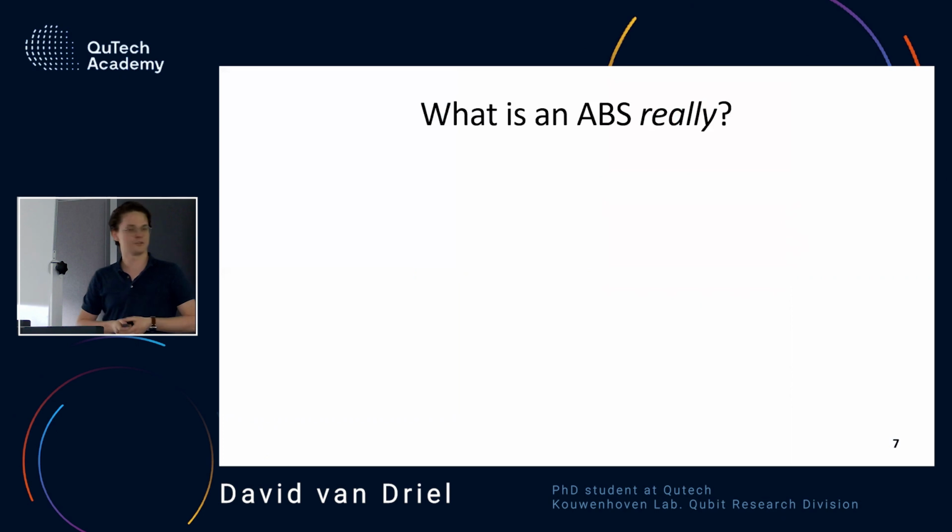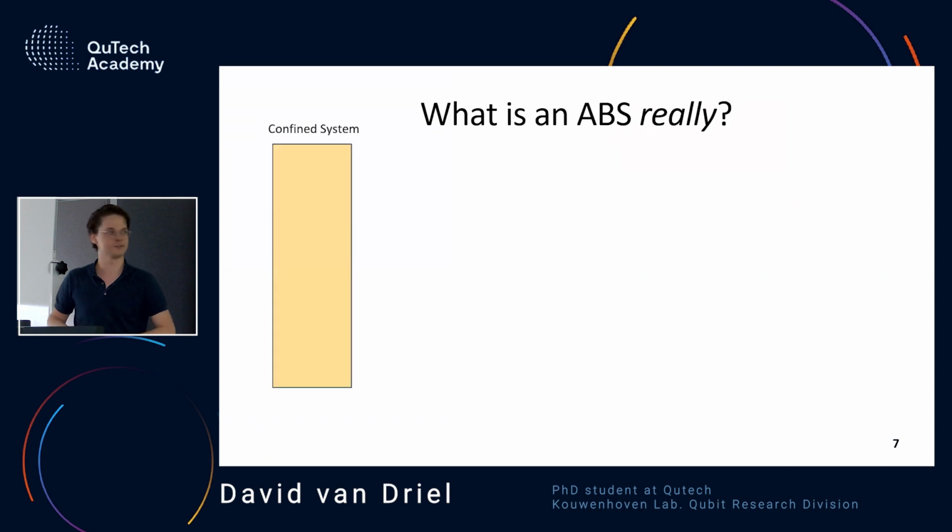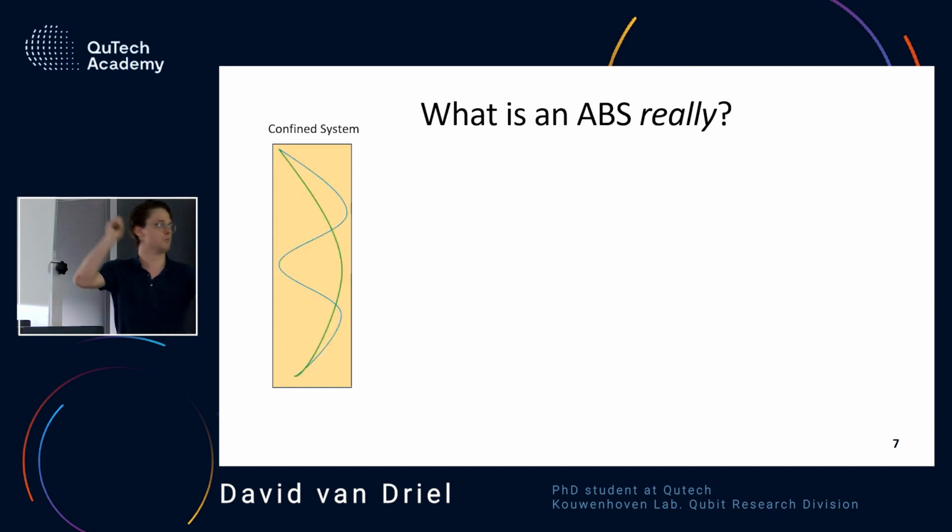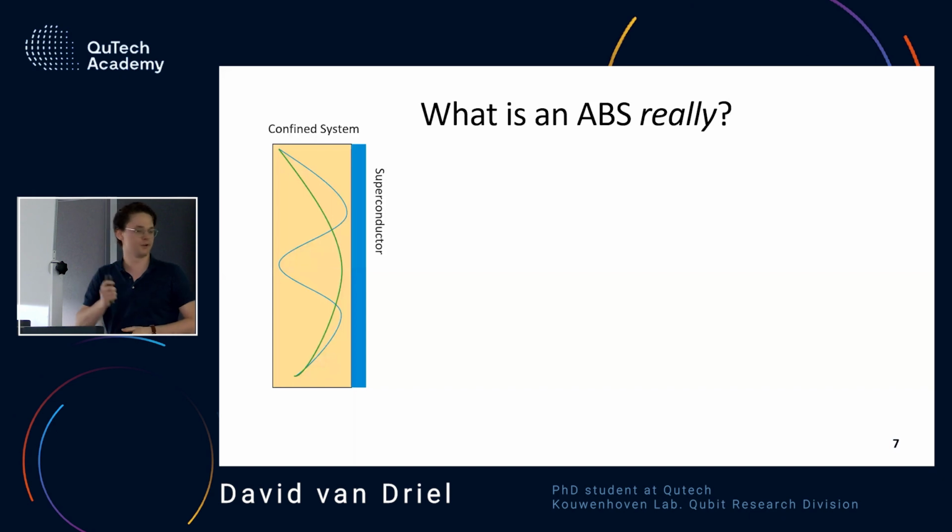Okay, so I told you what an ABS is, but it was a bit hand-wavy, right? With the loopy thing, and just turns back on itself. Let me give a bit more quantitative explanation, which I like a bit more, and let's build up our system. We start with a confined system, and if you read David Griffiths, you know that a confined system will have modes. But we want these modes to be slightly more interesting, so we add a superconductor on top.